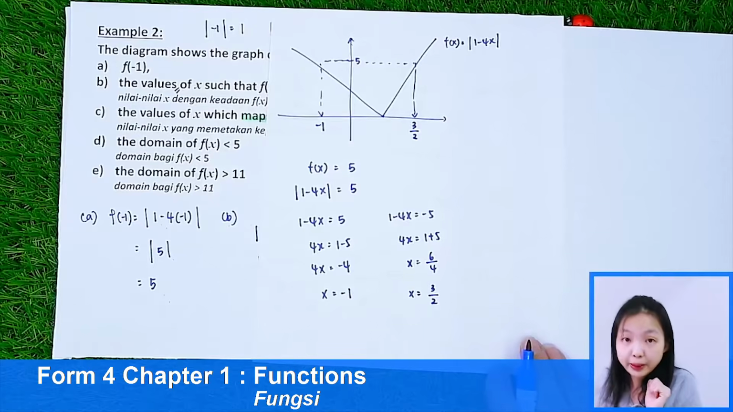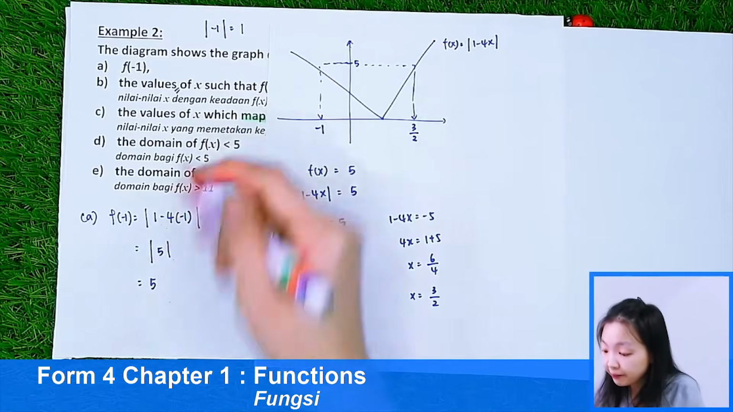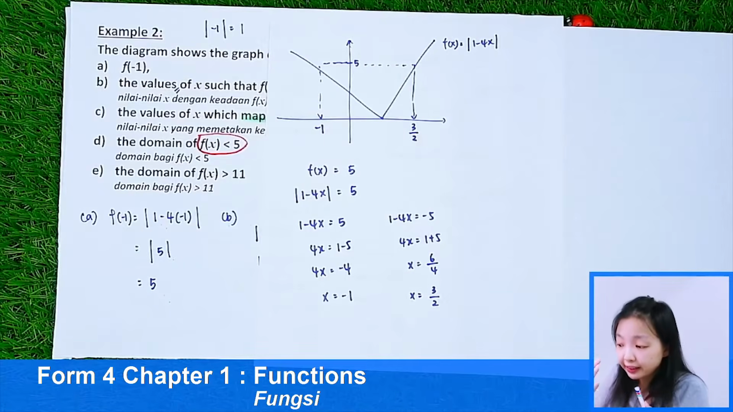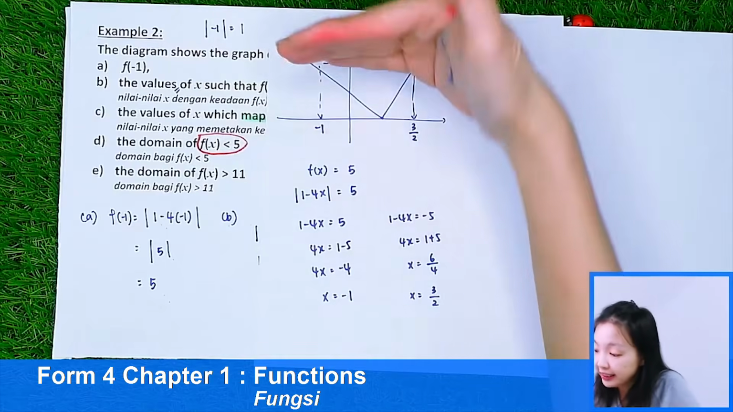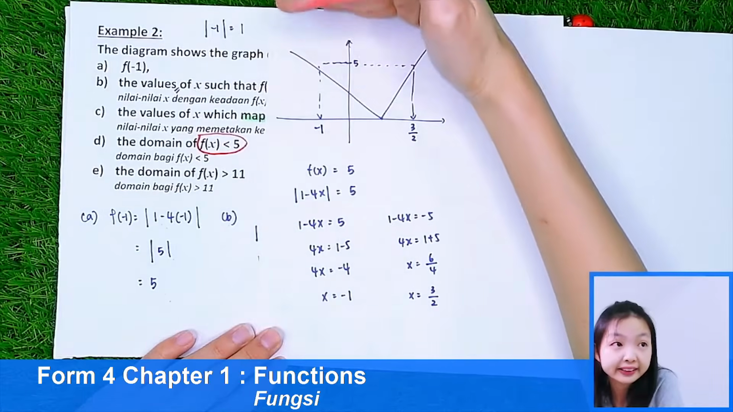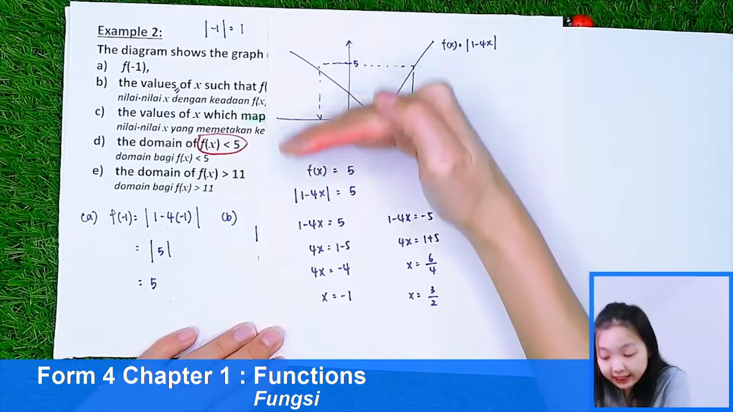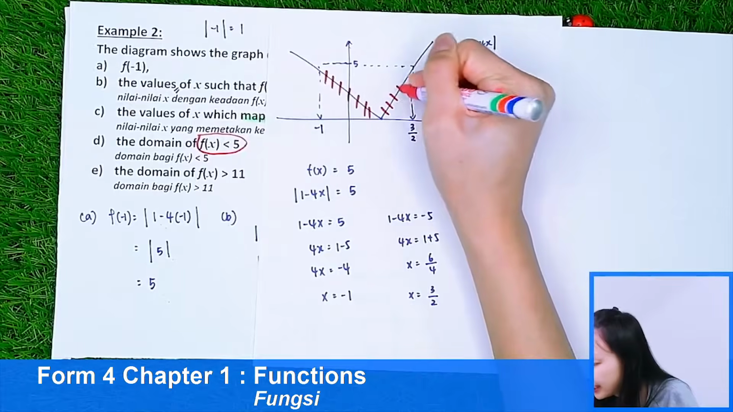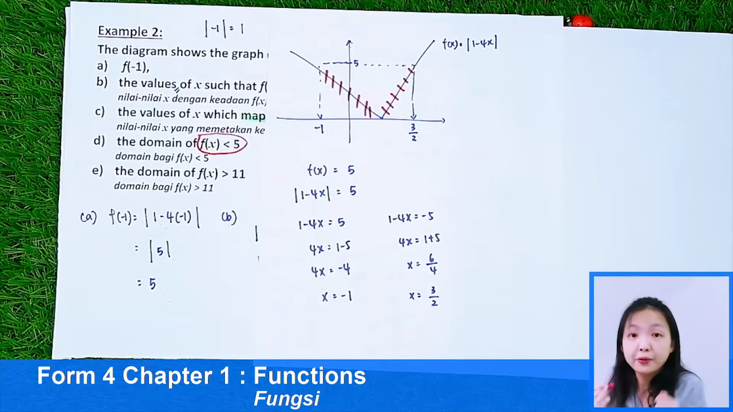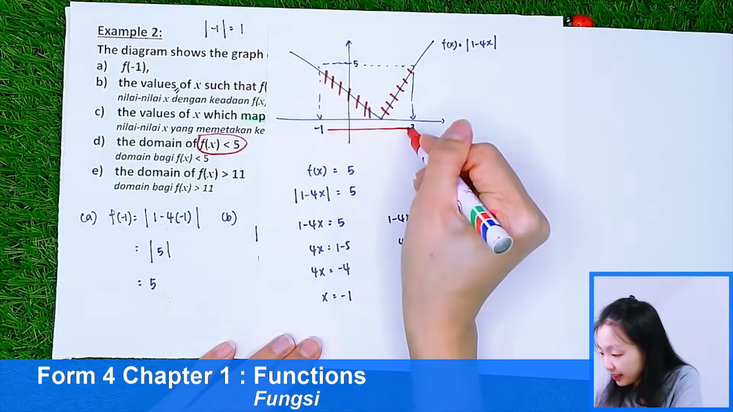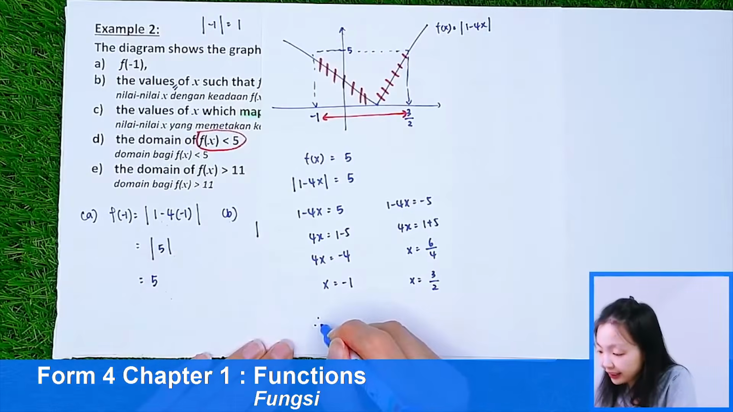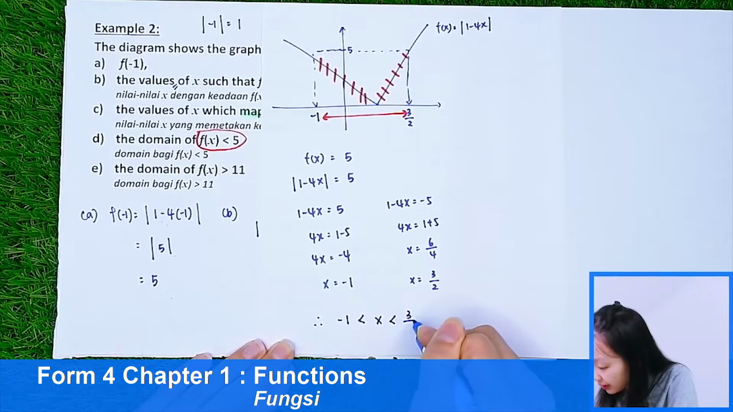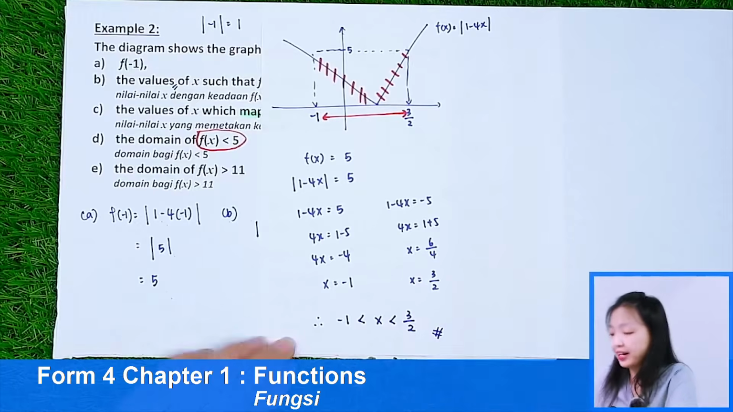So now, let us go back to the question. The question wants us to find f(x) smaller than 5. What is the range for smaller than 5? Here is larger than 5, right? Here is smaller than 5. So it will be the range here. Here is all the values which are smaller than 5. So what will be the domain? The domain will be here. So the final answer is x in between negative 1 and 3 over 2. This is the final answer.